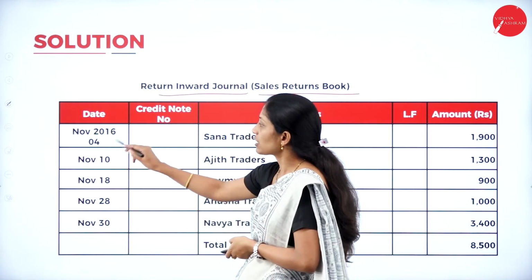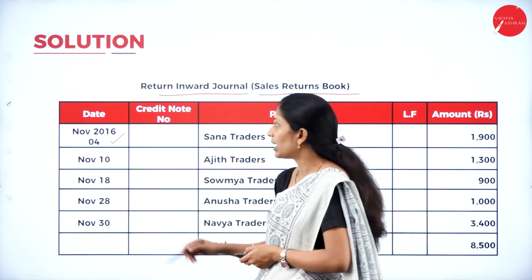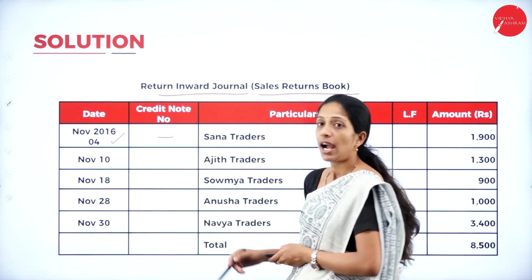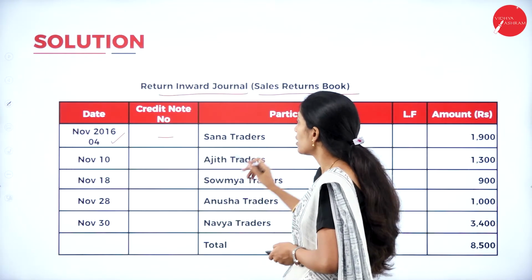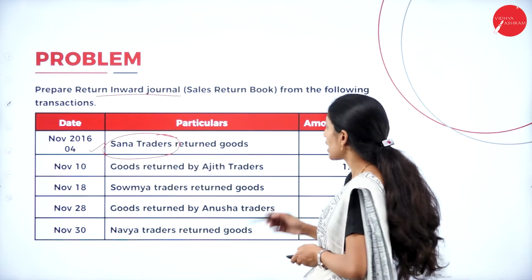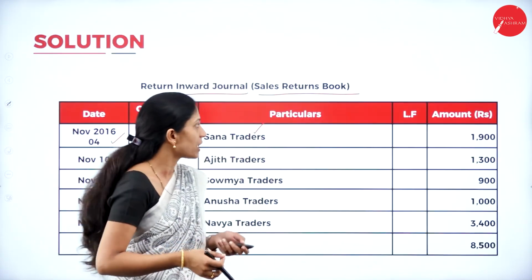Okay, so first the date is 4th November 2016. They have not given the credit note number, so let it be blank. And who is the customer? The customer is Sana Traders. So write Sana Traders, and what is the amount? The amount is 1,900. So write that, 1,900.